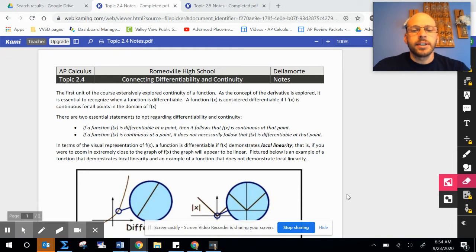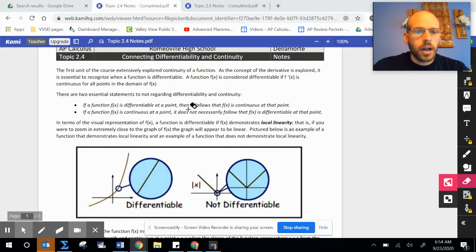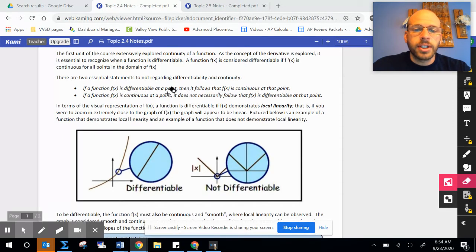the tangent line does exist. I can draw a tangent line at that point. So again, differentiability really just means that the derivative does exist, okay? And if you read through the top here, a function f of x is considered differentiable, f prime, if f prime is continuous for all points in the domain of f of x. So if I call a function differentiable, that implies continuity, right? So that's the two essential statements that I have here.